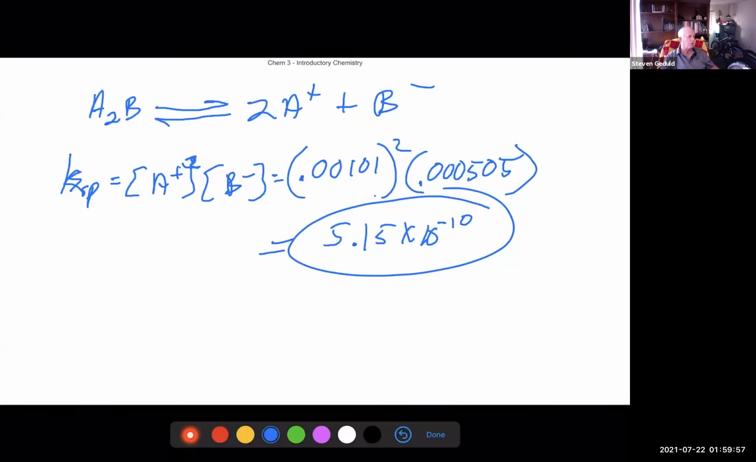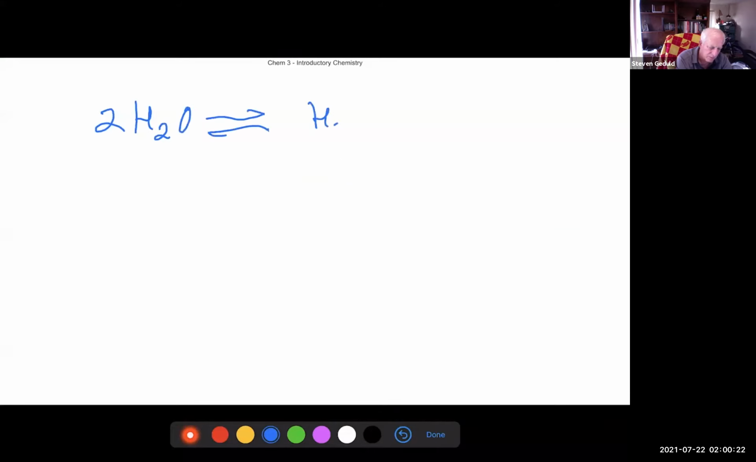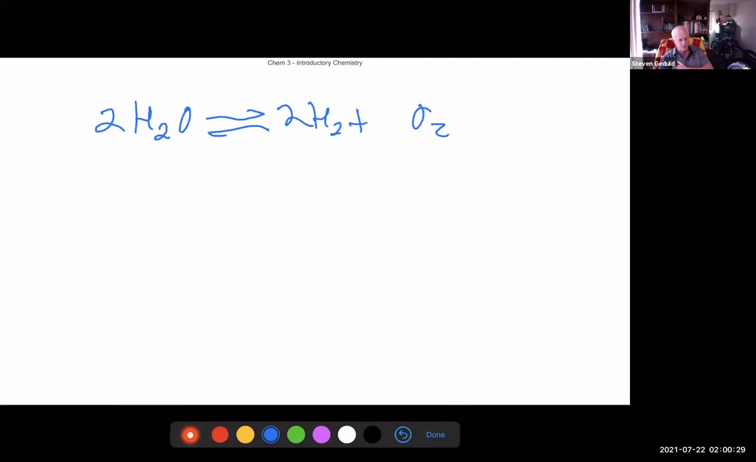All right, you had another one here. It said the reaction of water goes to hydrogen gas and oxygen gas, proceeding at a certain temperature. This time water is in the gas phase, hydrogen gas and oxygen gas are in the gas phase. They reach 0.015, 0.002, and 0.003 atmospheres respectively. What's the equilibrium constant? So we know the reaction is 2H2O goes to 2H2 and O2. 2 hydrogen gives you 4, 2 oxygen, that's perfect. All those are in the gas phase.